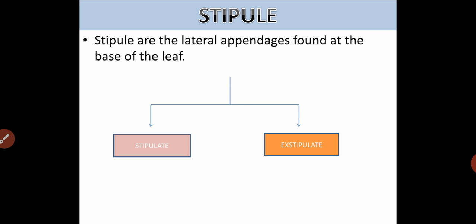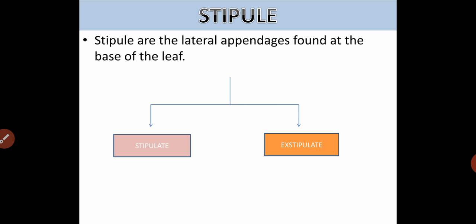The next part of the leaf is stipule. Stipules are the lateral appendages which are found at the base of the leaf. If the stipule is present, then that condition is called stipulate. If it is absent, then that condition is called exstipulate.